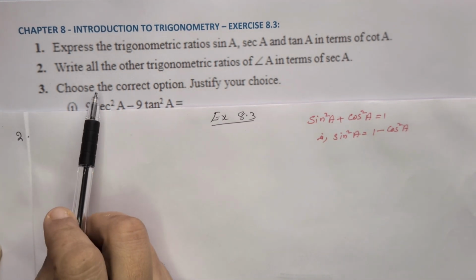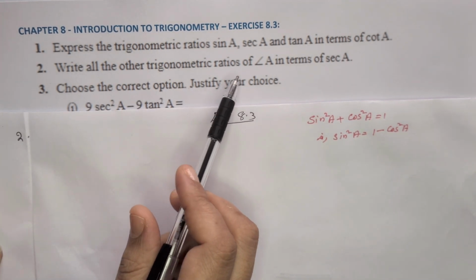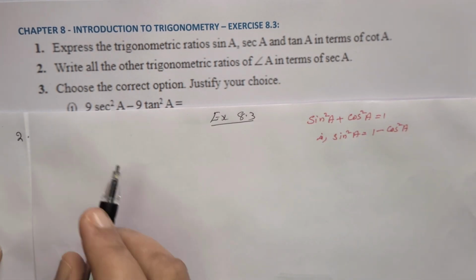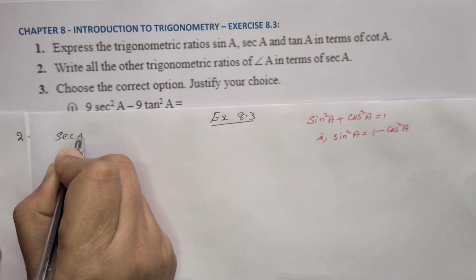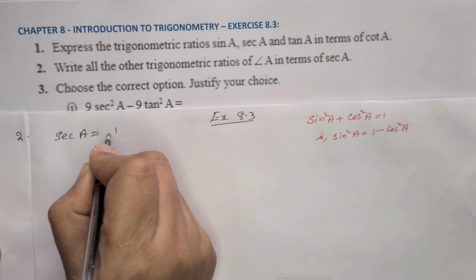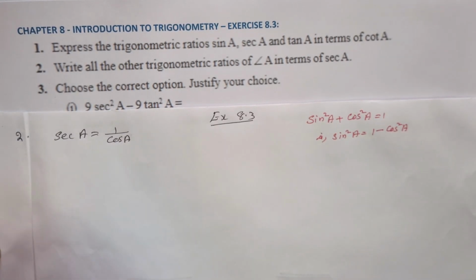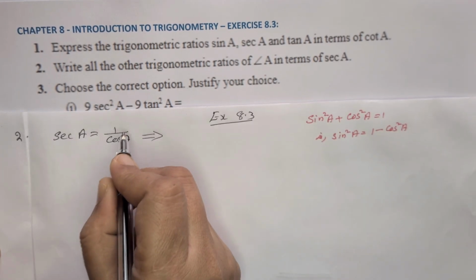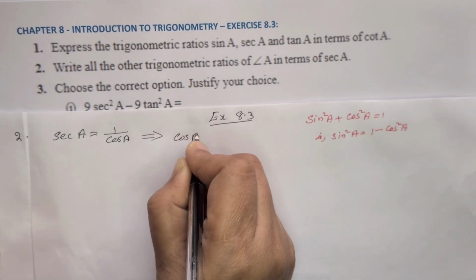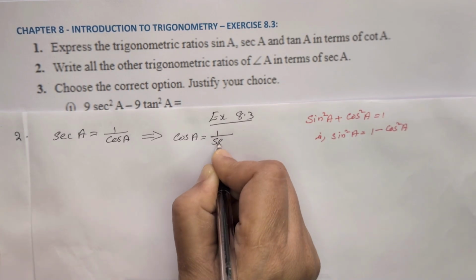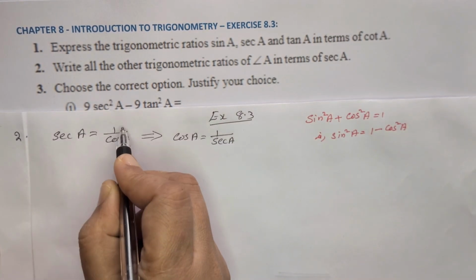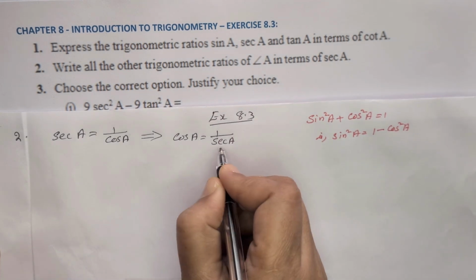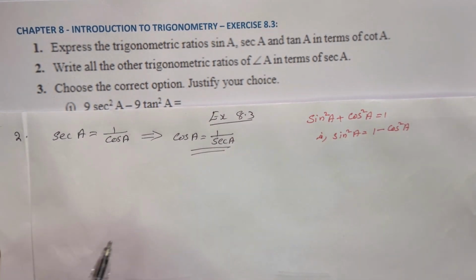Question number 2. Write all other trigonometric ratios of angle A in terms of sec A. We know that sec A is equal to 1 by cos A, which implies, take the reciprocal, so cos A is equal to 1 by sec A. So cos A, we got that in terms of sec A.